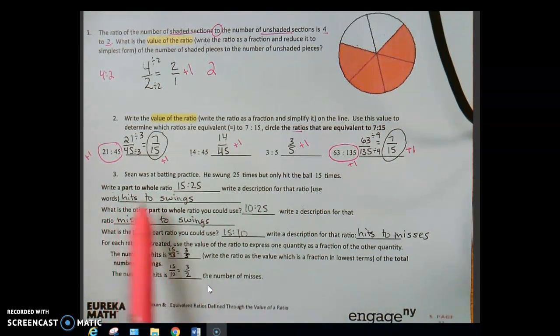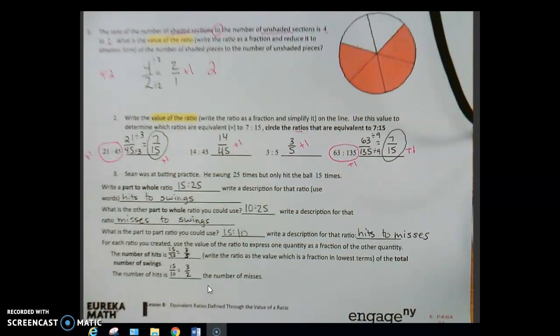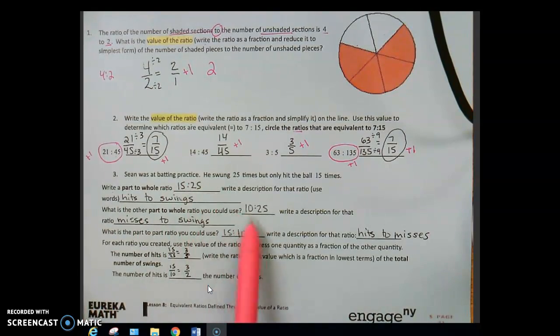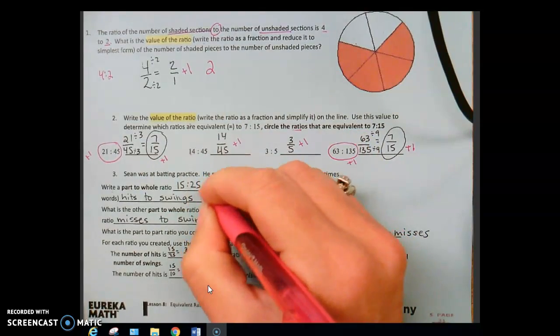So I did 15 to 25, and then a description. That would be my hits to swings. If you wrote something like, for every 15 hits, he had swung 25 times, that would work as well. These could be in either order, so if you have them somewhere, that would work. So plus 1 here, plus 1 here.